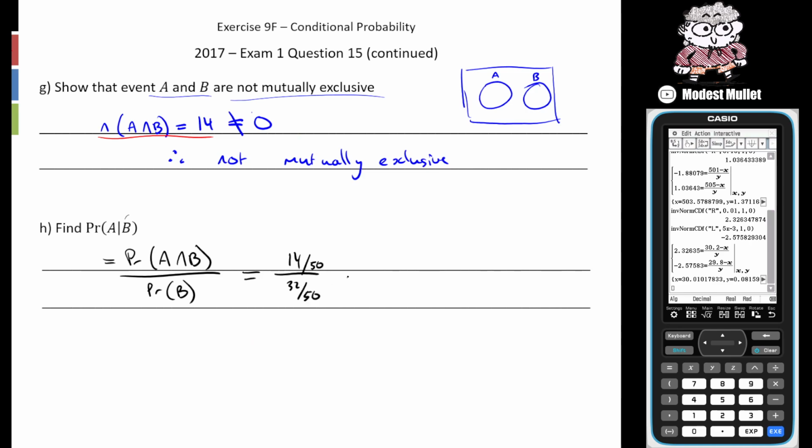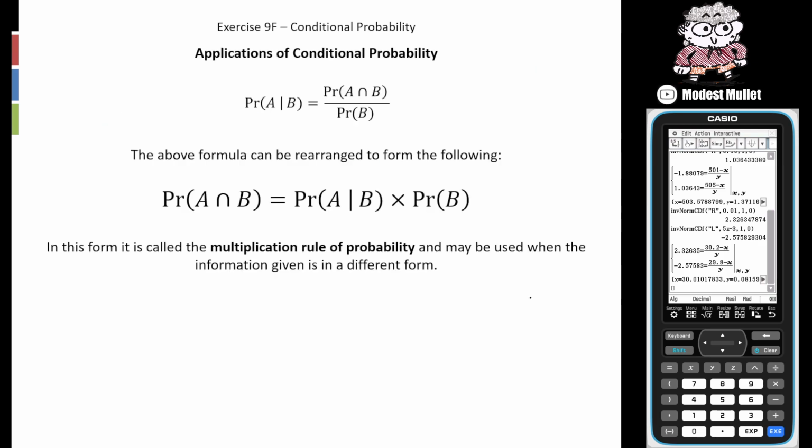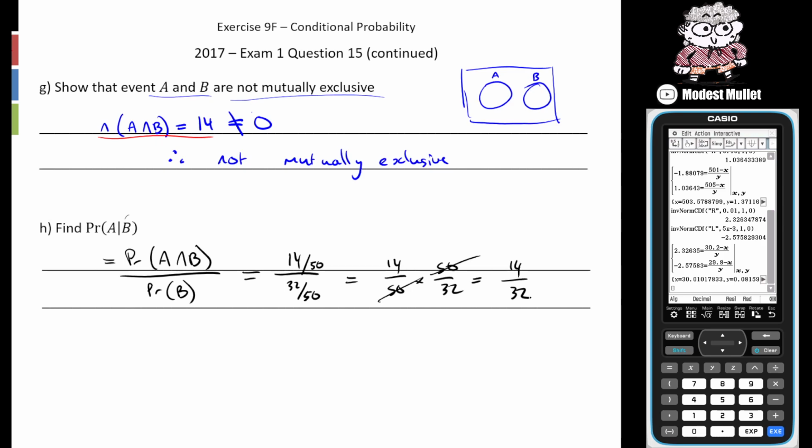32 out of 50 is equal to 14 on 50 times by 50 on 32. Gives me 14 on 32. And again, you'd simplify. That's our basic uses of conditional probability.